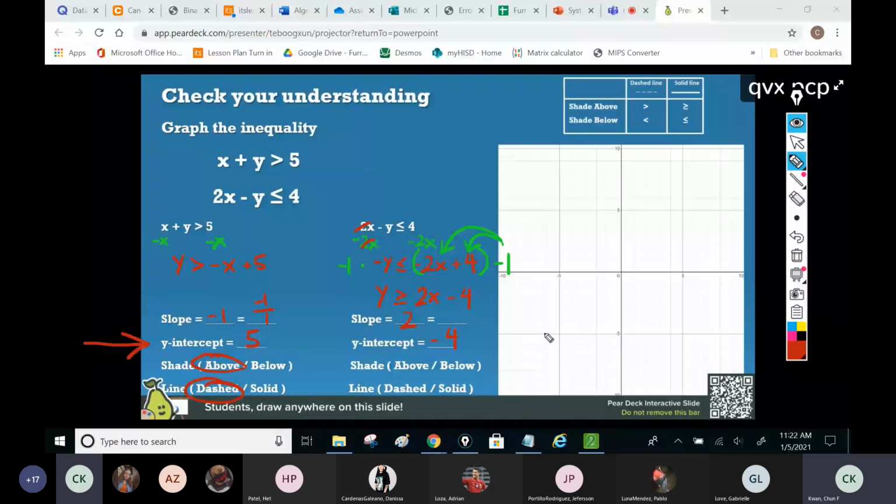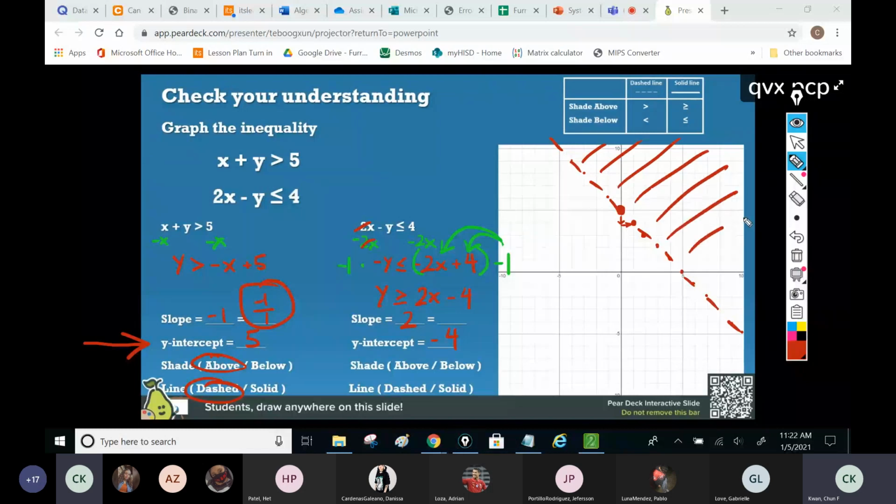So start with the y-intercept, which is 5 right here. And then look at the slope. The slope is -1/1. So you will go down 1 unit, go across 1 unit, go down 1 unit, go across, go down 1 unit, go across. And then do the same thing up here. I need a dash line, and then shade above. So I need this part right here.